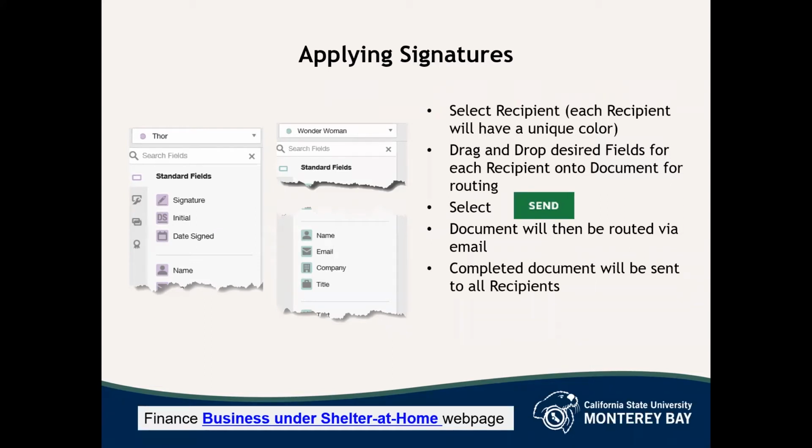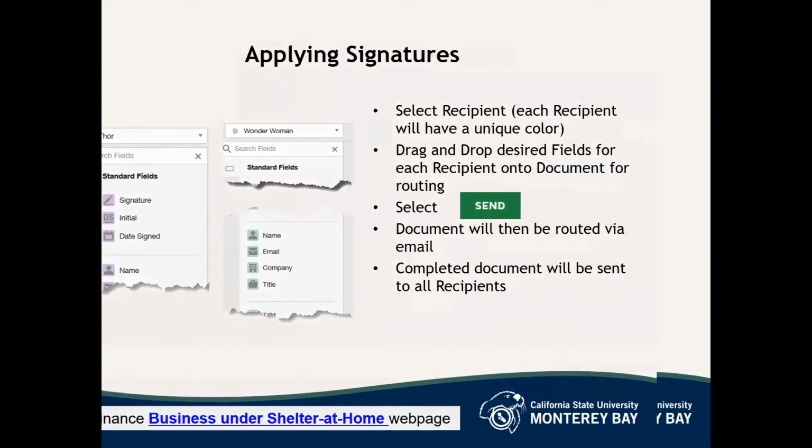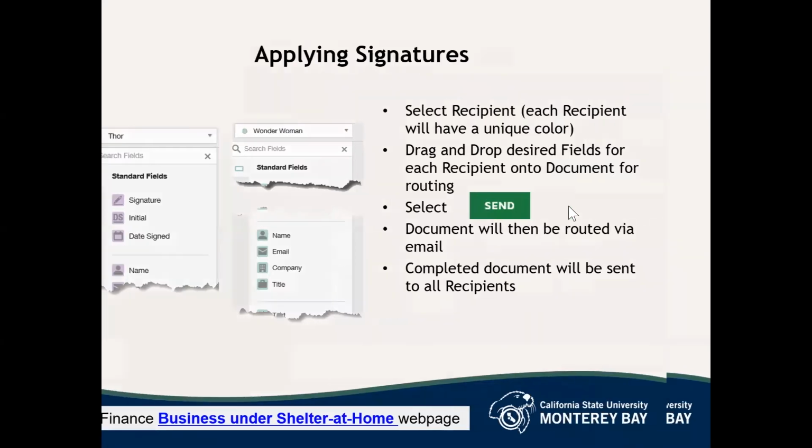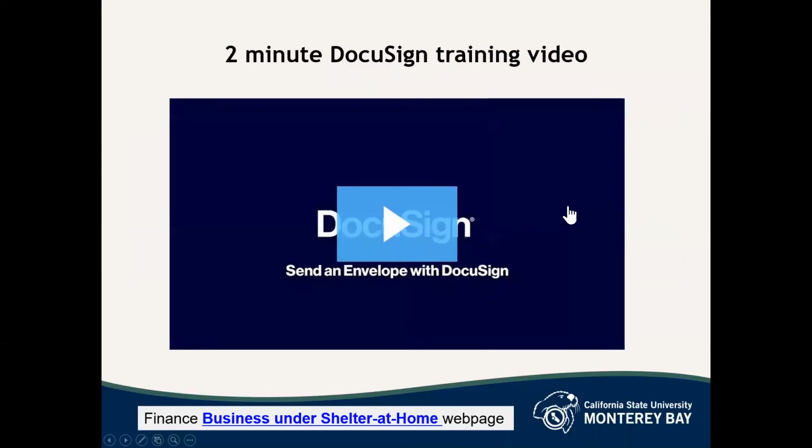And there's a number of different fields. Most important is the signature and probably a date signed. You may also want initials. You may want the name, maybe an email. And then the document will be routed via email, and completed documents will be sent to all recipients. And then when you're done, you click send. Okay. All right, and so next, we've included a 2-minute video from Docusign that basically goes through what I just mentioned.